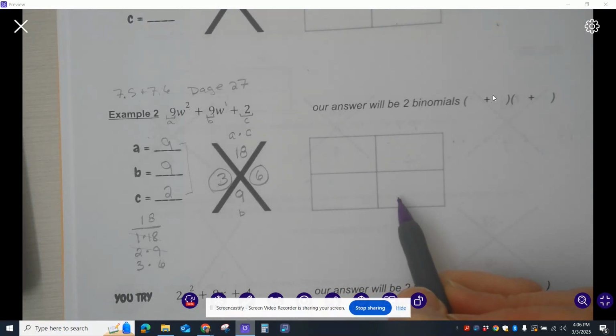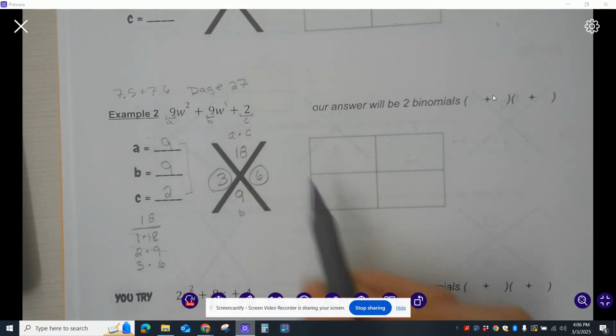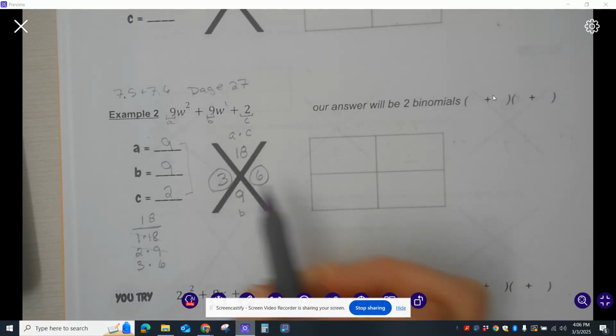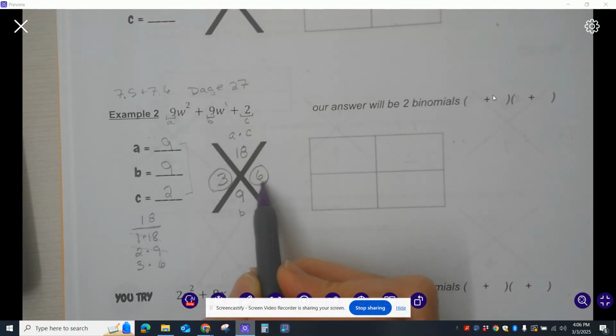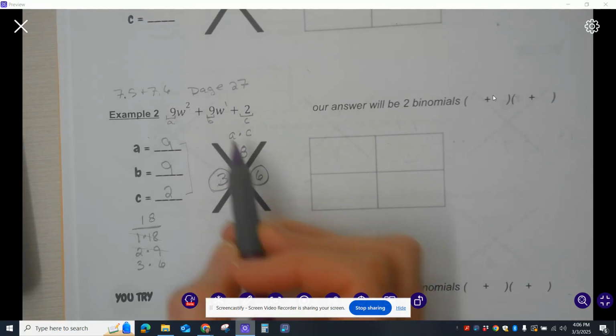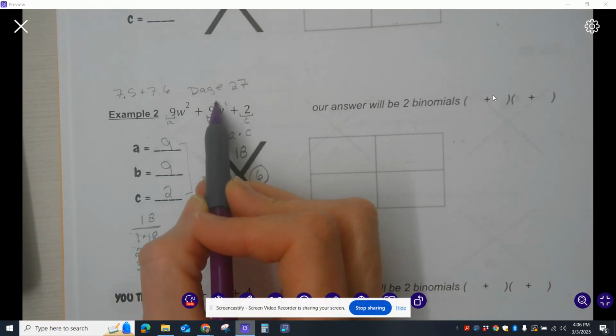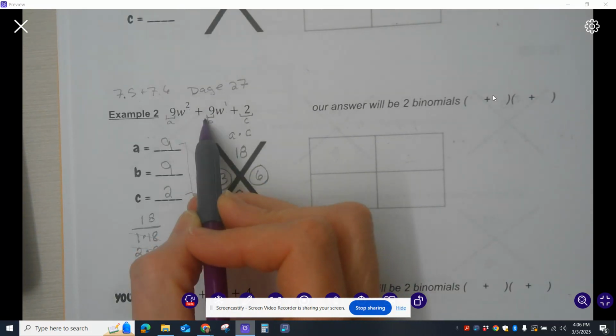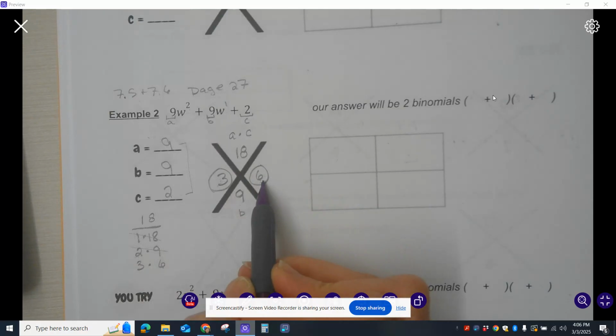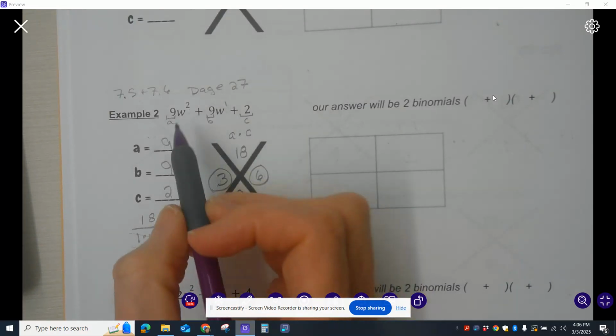So that doesn't work. I have 4 spaces in my box, but only 3 terms. Well, that's where the 6 and 3 come in. If you notice, 6 plus 3 is 9W. So instead of writing 9W, I'm going to write 3W and 6W. So let's start this though.